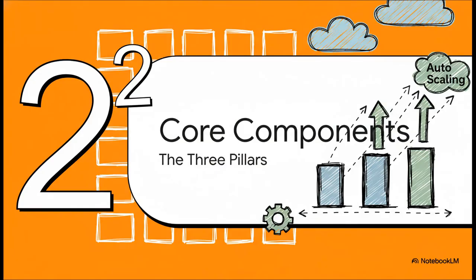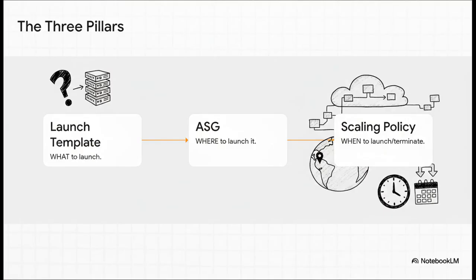Okay, that sounds great, but how does it actually work? To really get this for the exam, you've got to understand the three fundamental building blocks. Everything else is just built right on top of this foundation. And here they are, the three pillars. Think of it like this. The launch template answers what to launch. The autoscaling group answers where to manage everything. And the scaling policy answers when to scale up or down. What, where, and when.